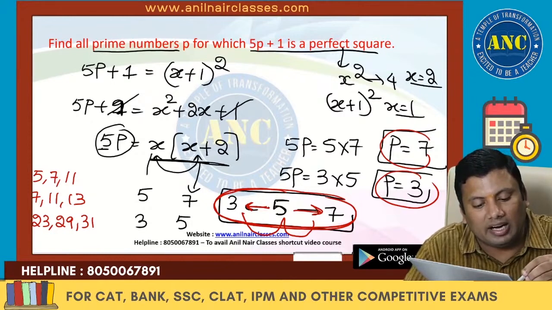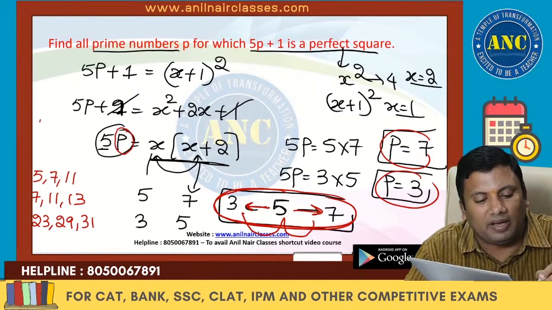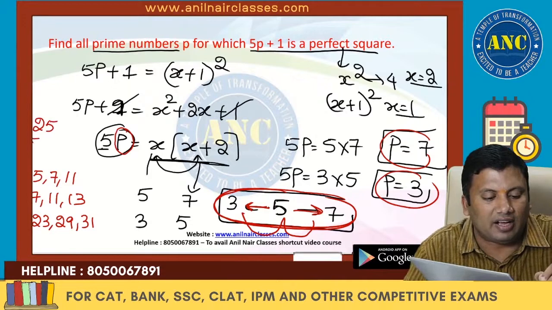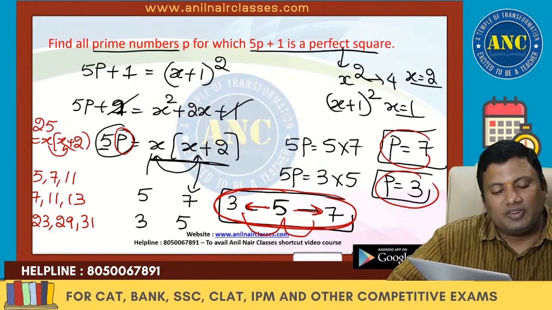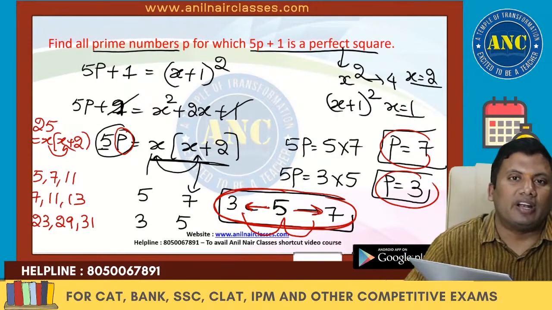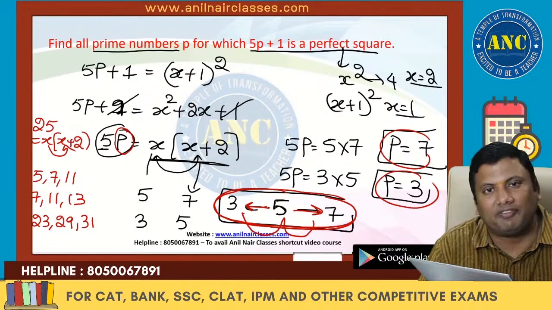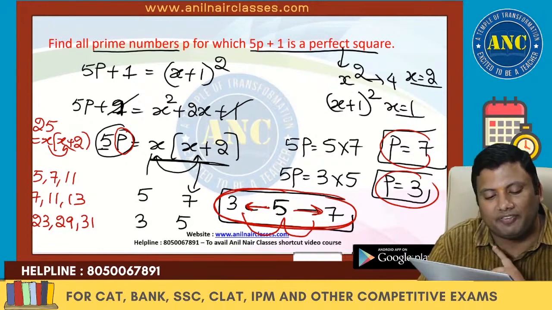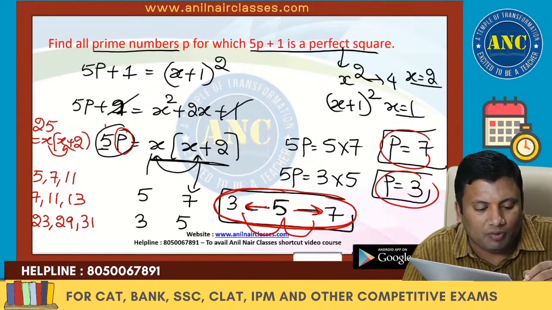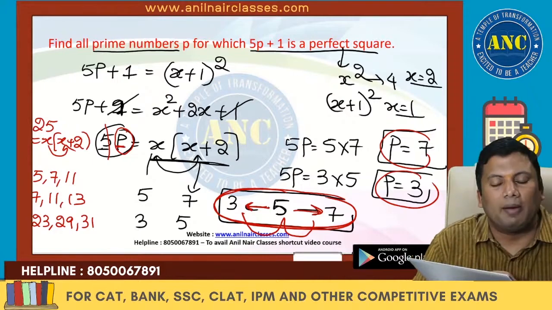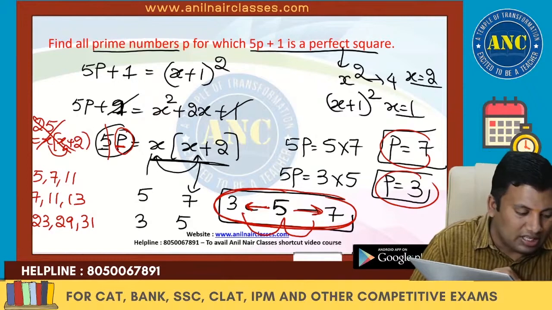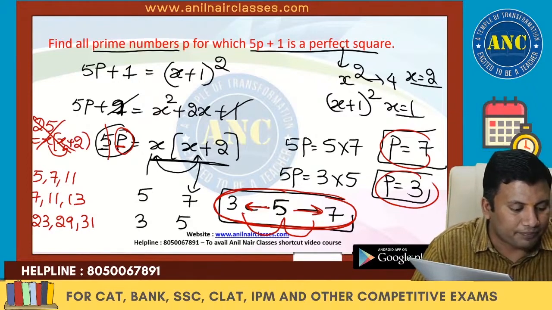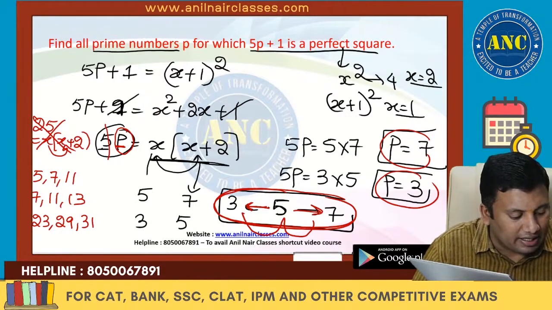Now you might get a doubt. Sir, can I take p value 5? 25 is equivalent to x into x plus 2. There is no product of 2 numbers with a deviation of 2 that gives 25, because the factors of 25 are 1 into 25 and 5 into 5. Why am I telling this? What if this is a prime number, which is 5? This case is not possible. I hope this idea is also clear.